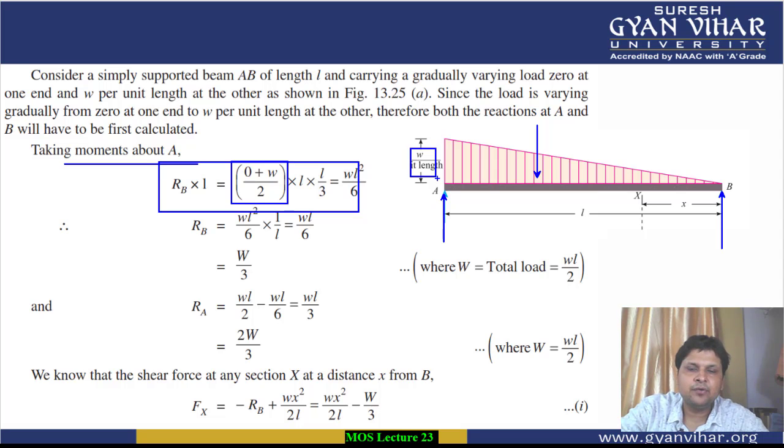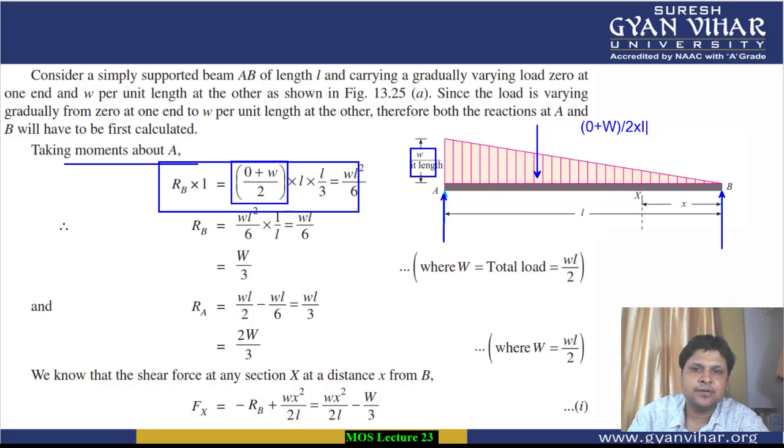This gives you, multiplied by the total length, the load. Let me write it so you can understand better. On one side it is 0, on the other side it is W, so (0 plus W) divided by 2. This value you will have to multiply with the length, and if the length is small L, write it as L.